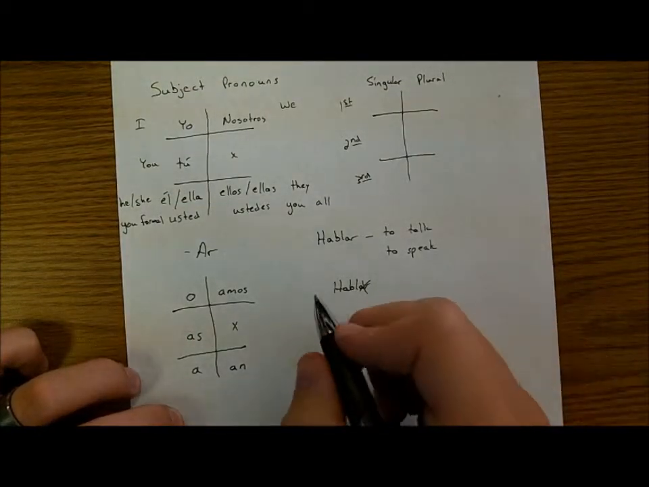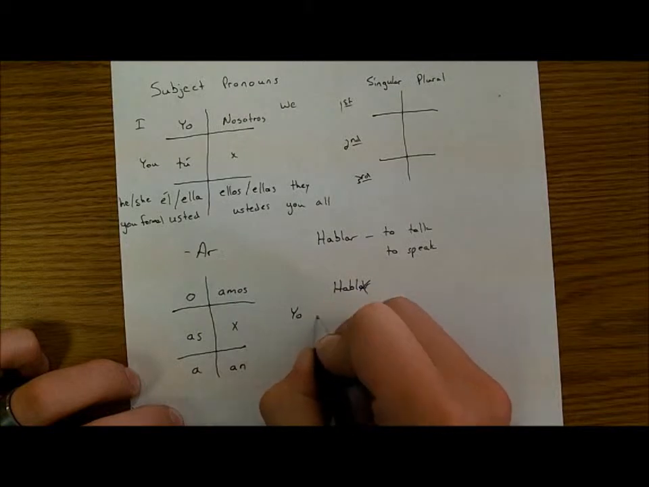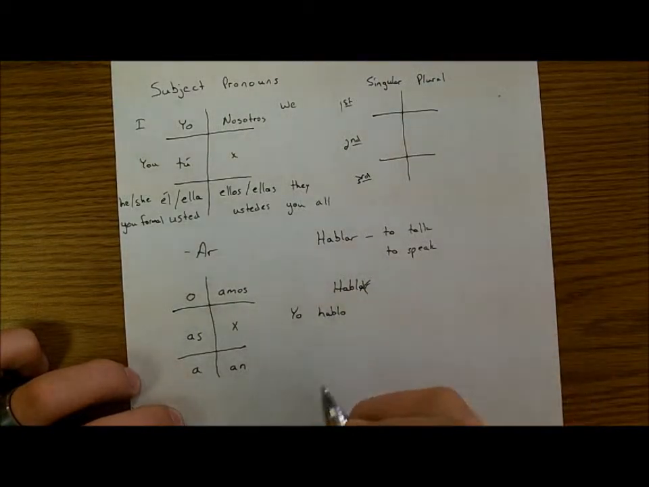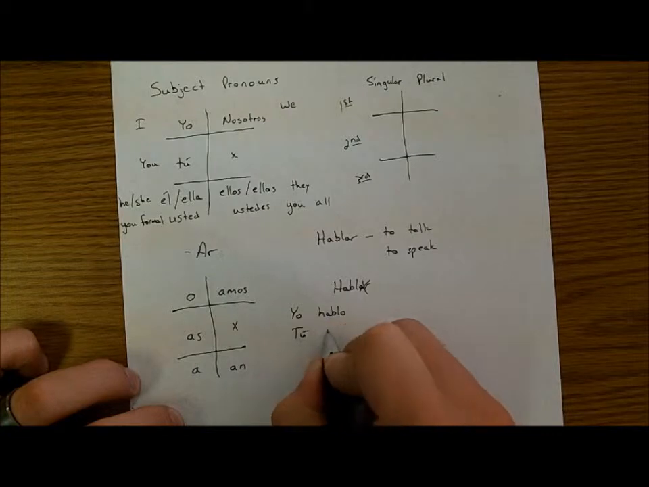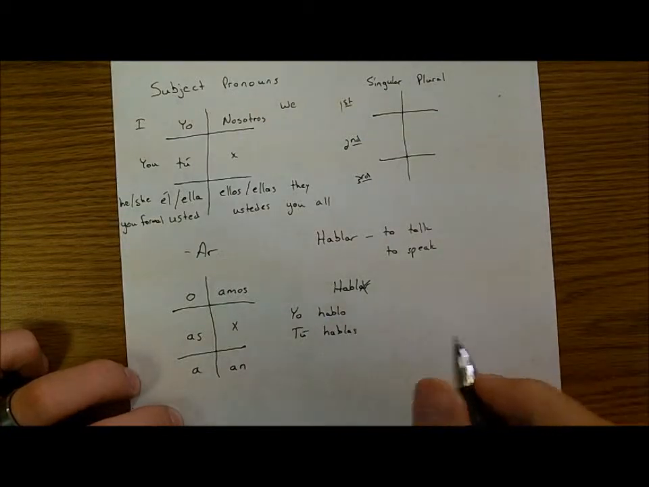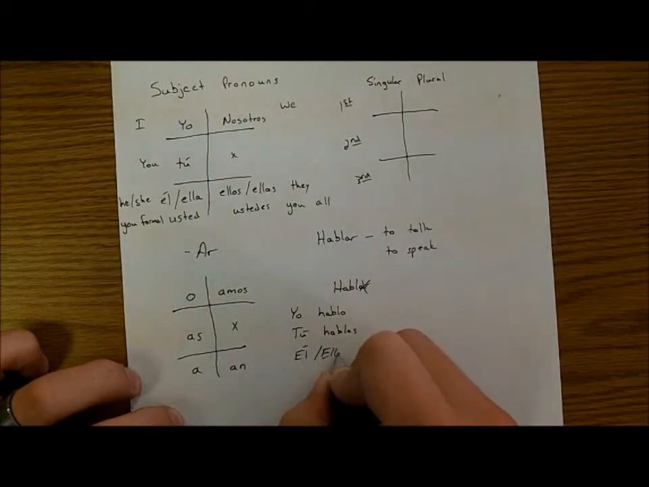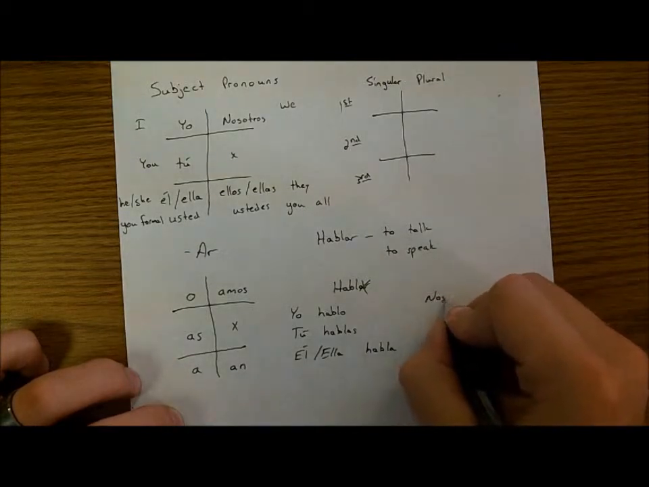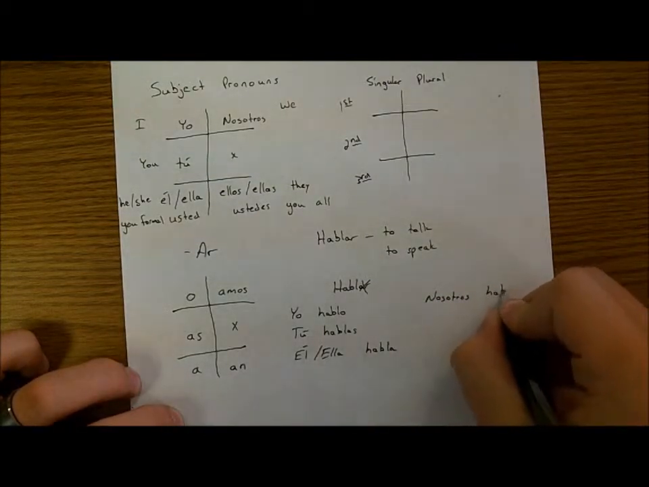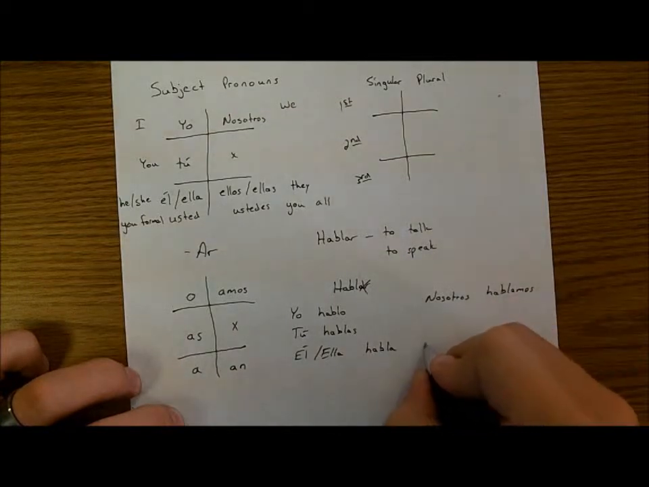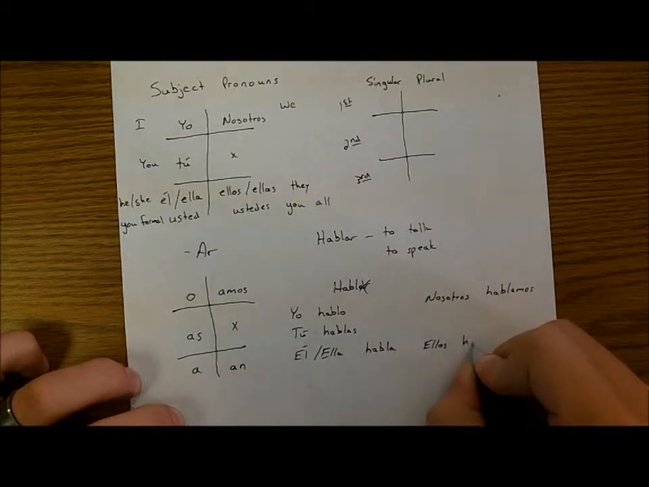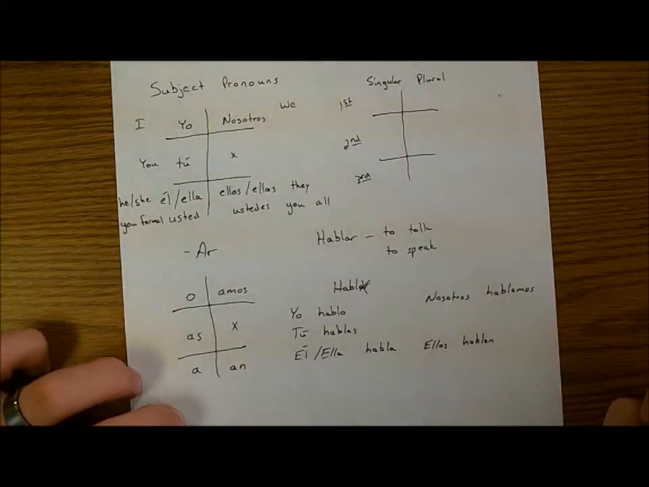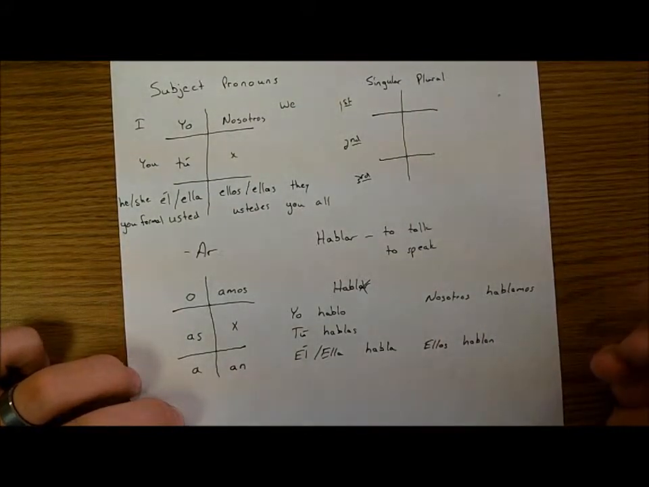So, if you want to say, I speak, yo hablo. You speak, tú hablas. He or she speaks, él or ella habla. We speak, nosotros hablamos. They speak, ellos hablan. And that is how you're going to conjugate AR verbs. Now let's use these in actual sentences.